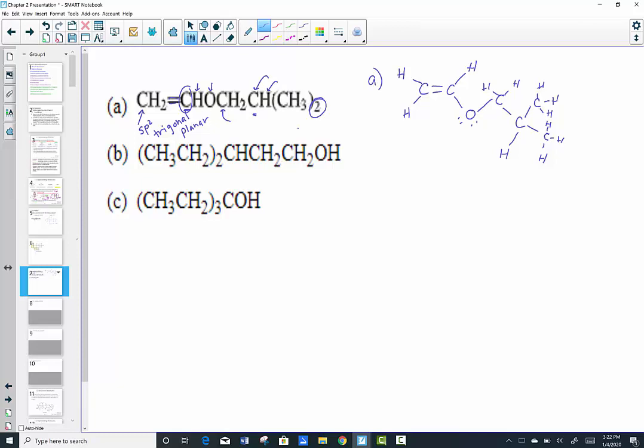Let's try another. Let's do letter B. Again, these are from your homework, so the more we do together, the better off homework goes. I have a CH3CH2 inside of a parenthesis taken twice. That tells me that it's attached to that particular carbon. I know that that carbon is going to have four bonds. Every carbon has four bonds. And they're all single bonds, so I can just get them ready. One, two, three, four.